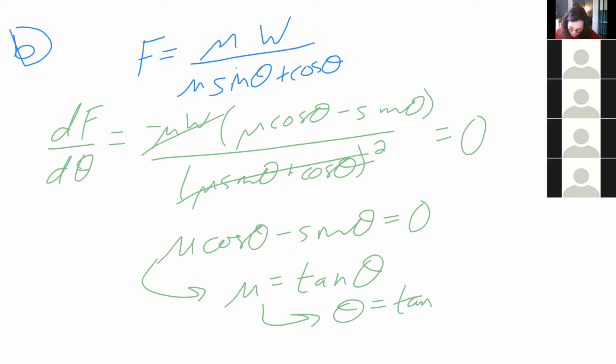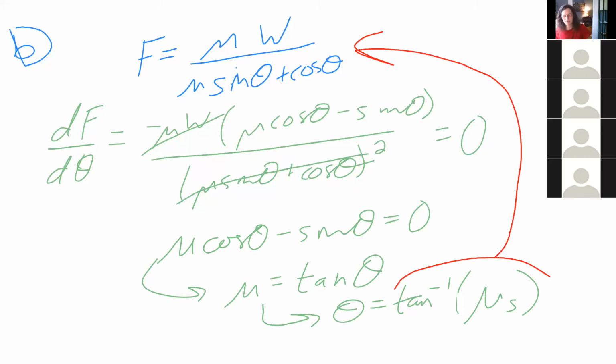So I just need to take the arctangent of mu, and whatever your mu is will be your answer here. Okay, and then part C, once you found this angle, then you just need to find the actual value of F. So once you've found your angle here, you just go ahead and plug it in with your other knowns there, and that'll be part C.